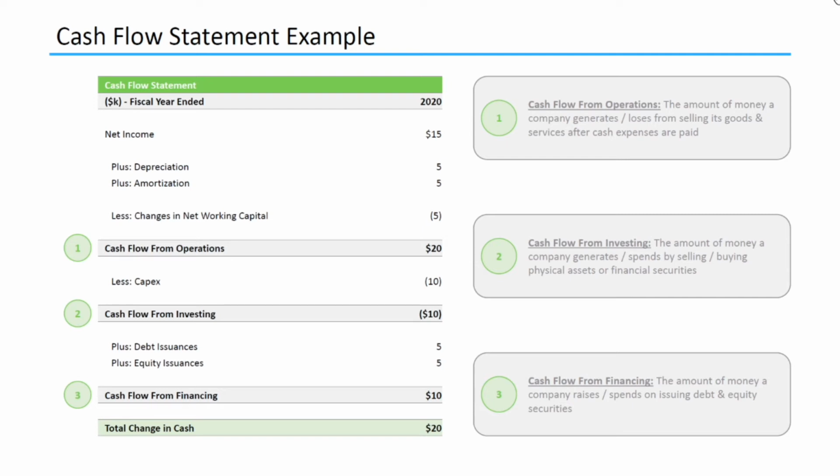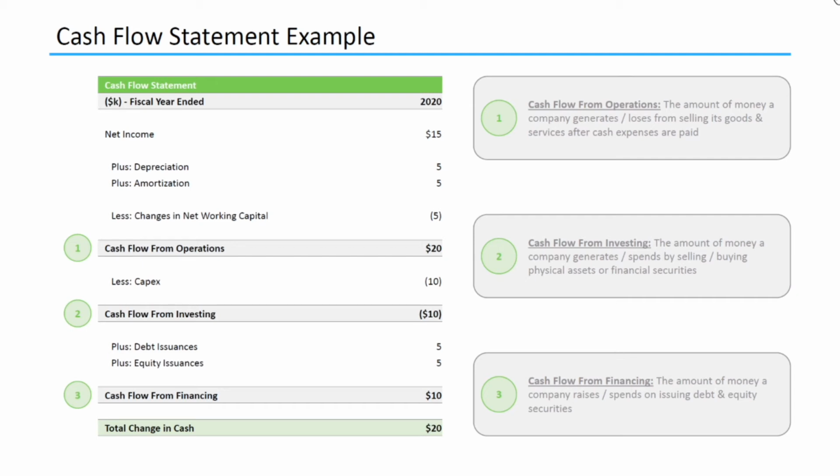The second category, cash flow from investing, outlines the amount of money a company generates or spends by selling or buying physical assets and financial securities. Now the most common line item you'll see in this category is CapEx or capital expenditures.